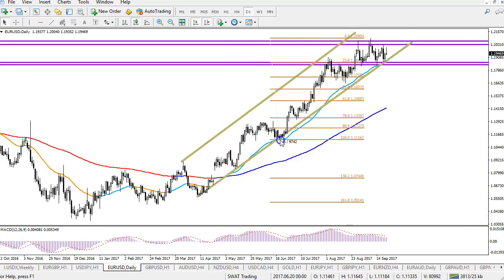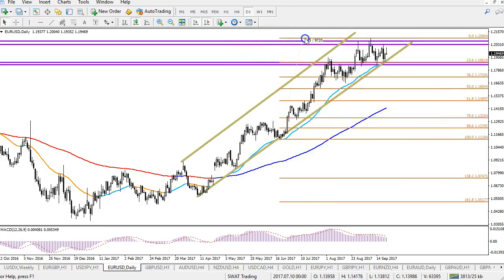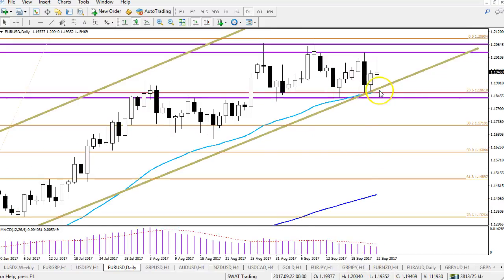No, I was using this fib, I think. Yes. All right, so we can use this fib too. And you can see that price neatly respecting the 23.6 fib. So basically what could happen is that if price breaks through the support zone, we might see a break, pullback, continue to the 38.2 fib.